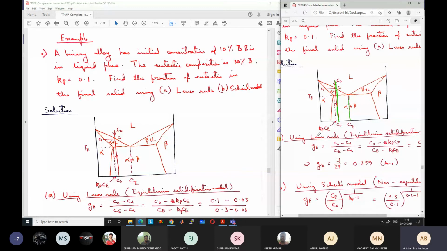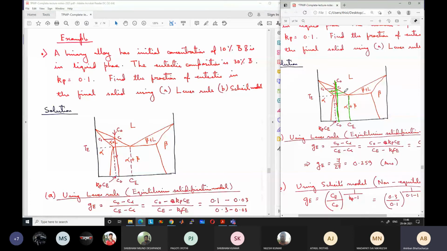We have to find the fraction of eutectic in the final solid. We have to find the volume fraction of eutectic in the final solid using Lever rule and using the Scheil model. Remember that in both cases solidification will progress like this. So initial solid will form at C0 and then we will go to higher and higher concentrations and finally we will reach eutectic concentration and rest of the solidification will occur at eutectic concentration. So we want to find out what is the fraction of eutectic for equilibrium solidification and for non-equilibrium solidification.